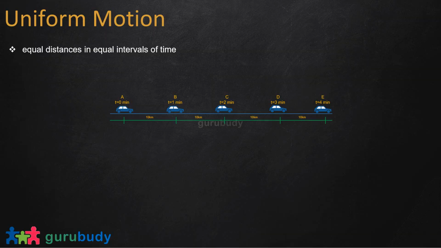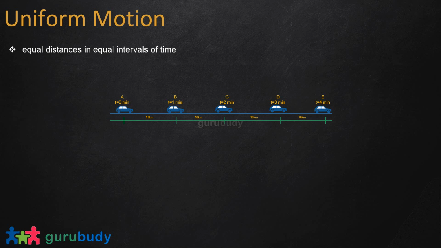Welcome everyone. In this video lecture, we are going to study uniform and non-uniform motion. We will look at the difference between the two and how we can identify whether a particular motion is a uniform motion. We will learn that in this video lecture. So let's start with uniform motion.